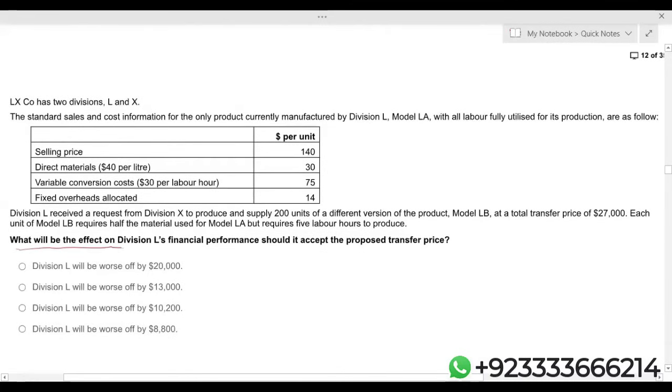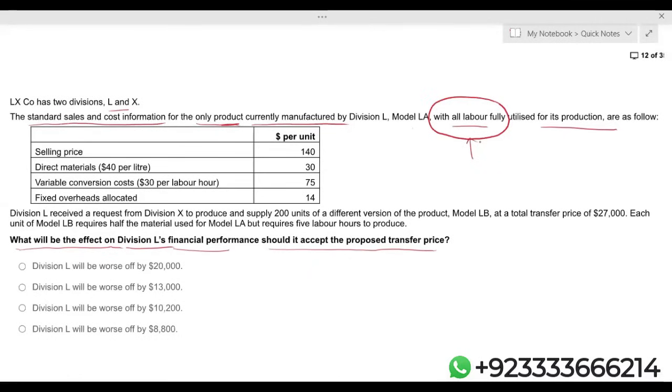What will be the effect on division X's financial performance should it accept the proposed transfer price? Let's see. LX company has two divisions, L and X. The standard sales and cost information for the only product currently manufactured by division L, model LA, with all labor fully utilized for its production, are as follows. This is very important. With all labor fully utilized. Okay, don't forget this. If in division L my labor is already fully utilized, if I'm going to do any other contract, I have to stop the work, I have to bear the contribution loss, and logically that contribution loss becomes relevant.